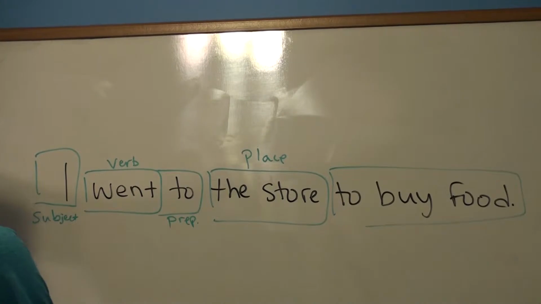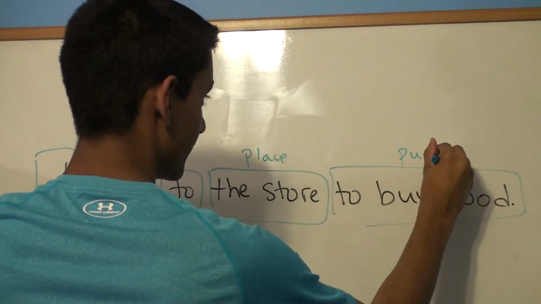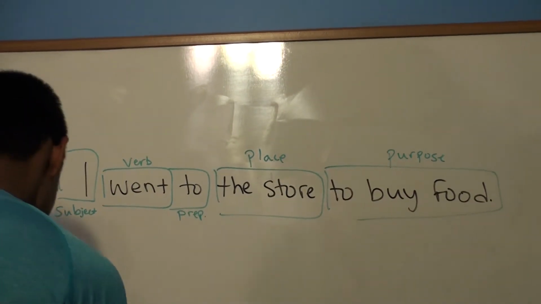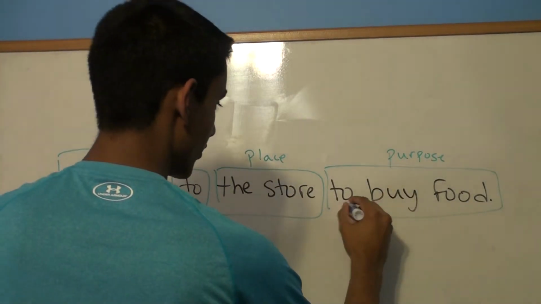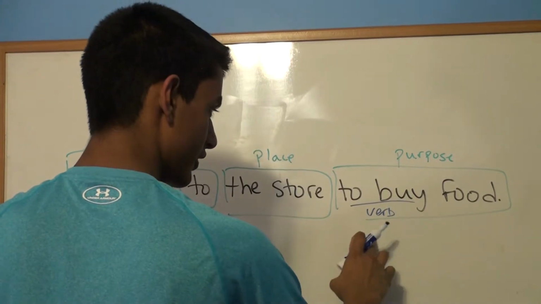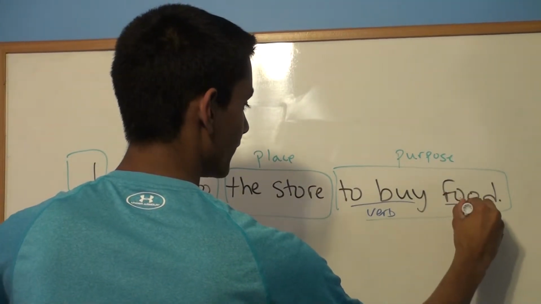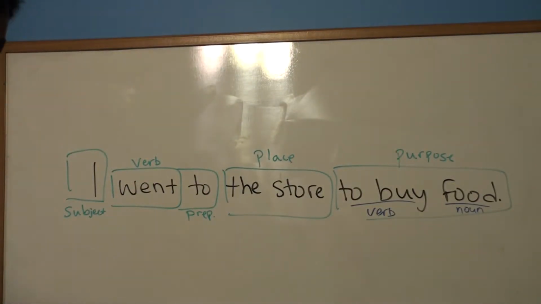So why am I going to the store? I'm going to buy food. So that's my purpose. You can further break down the purpose into a verb and a noun. So to buy is a verb, and of course that's in the infinitive form, to buy. And then food is a noun.